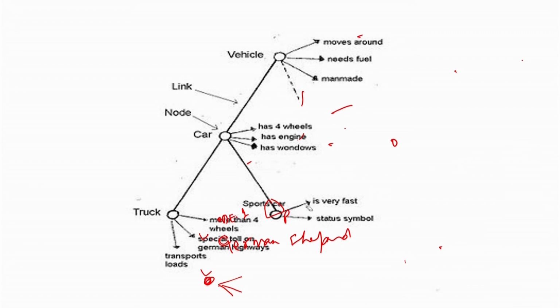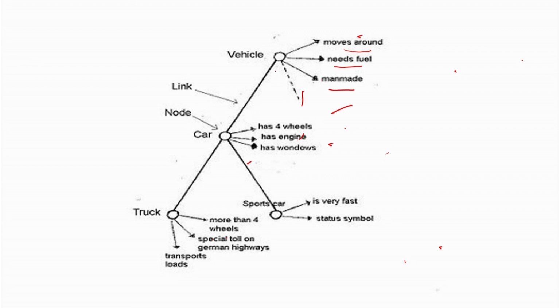What you see here is a very small network, and this is the network of vehicle, under which a car falls, under which a truck falls. The vehicle has several properties which most vehicles under the vehicle node would have, and these properties are: it moves around, it needs fuel, it is man made. So, car is also a vehicle, so by default it moves around, needs fuel, and is man made. These are the properties of the node.